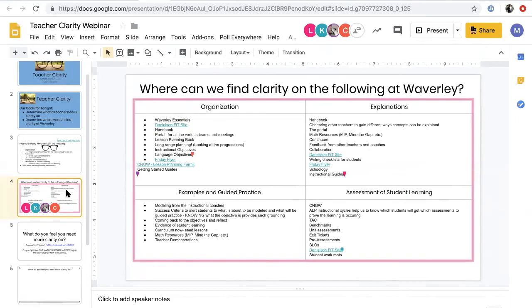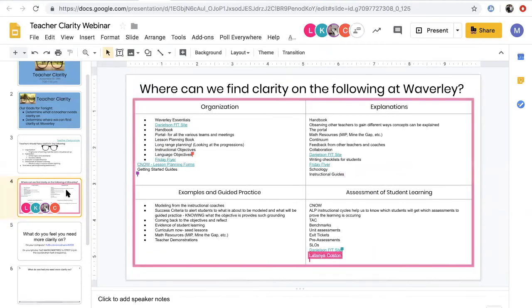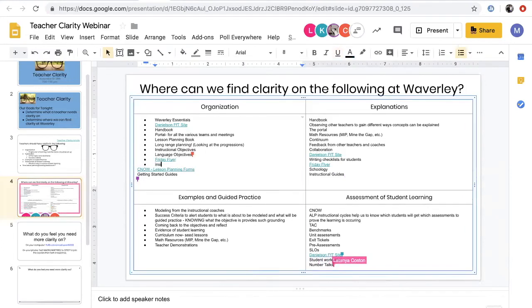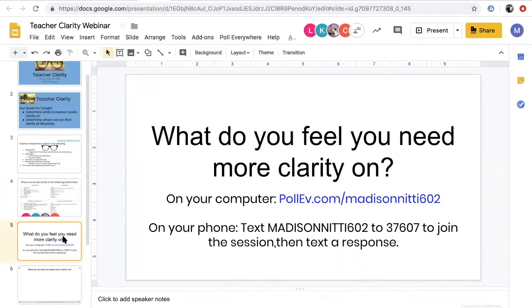So it looks like we can find clarity at various places, whether it be through the portal or on Curriculum Now. I know for the evaluation, Inside FCPS was really helpful too. But my question is, what do you think you need more clarity on that maybe we can ask for more clarity on?